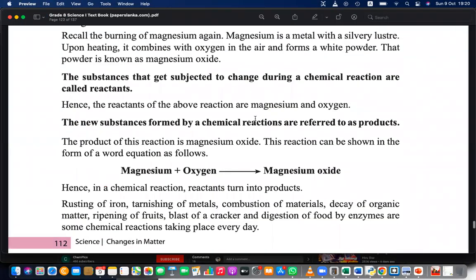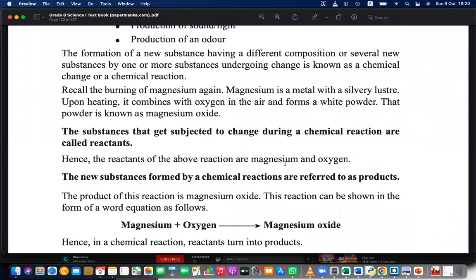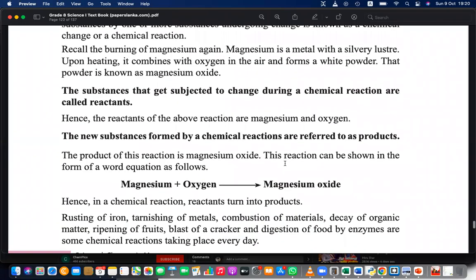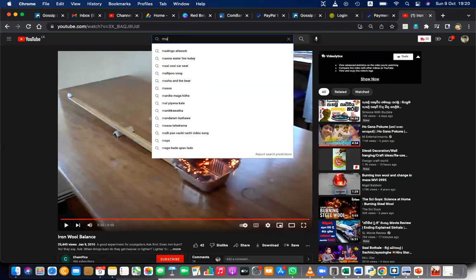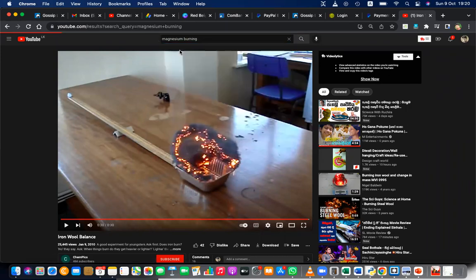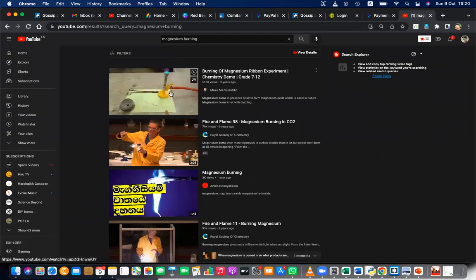Magnesium, when you burn this, when you light this, or when you burn this with oxygen, when you react this with oxygen, actually what you need to do, similarly, you can see the magnesium. When a magnesium strip is burned, it will react with oxygen. See here, it will react with oxygen.